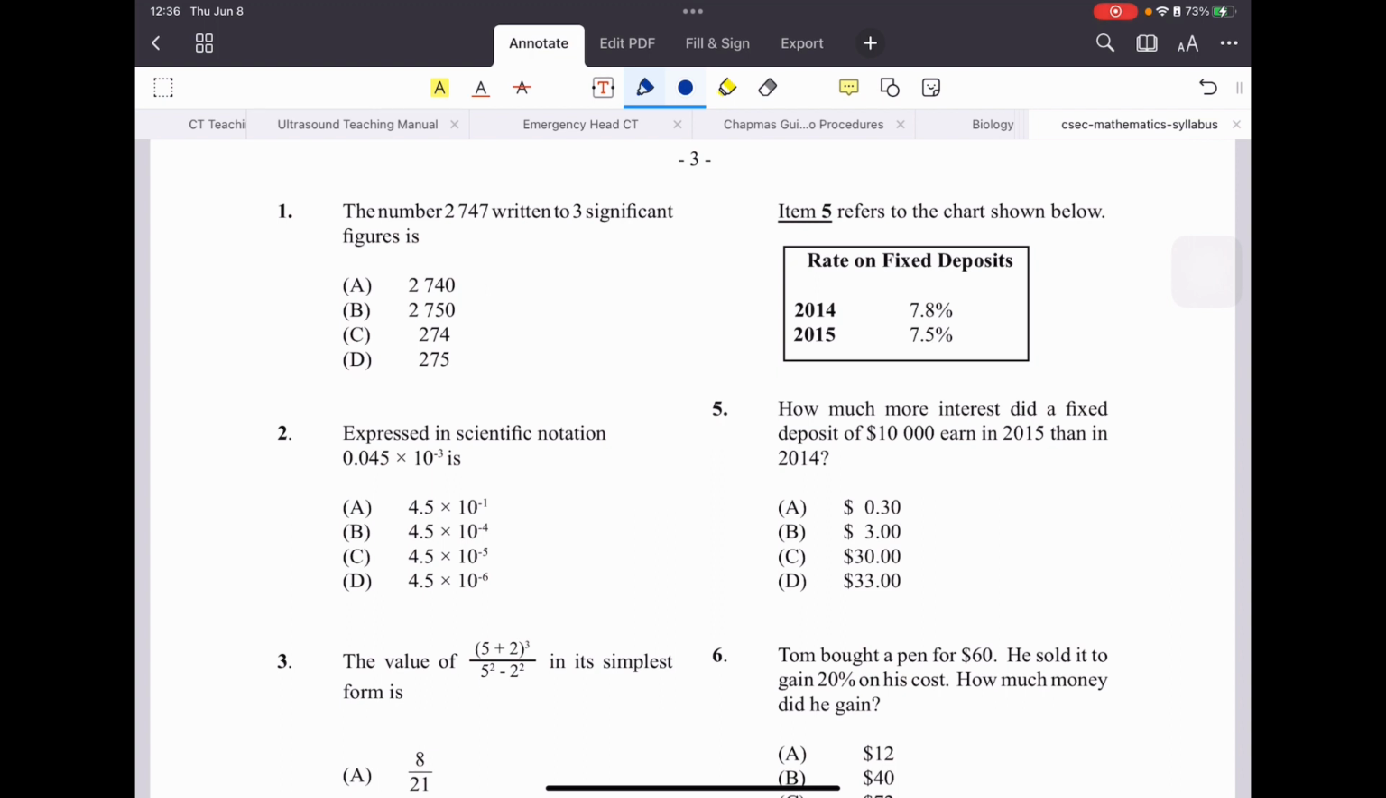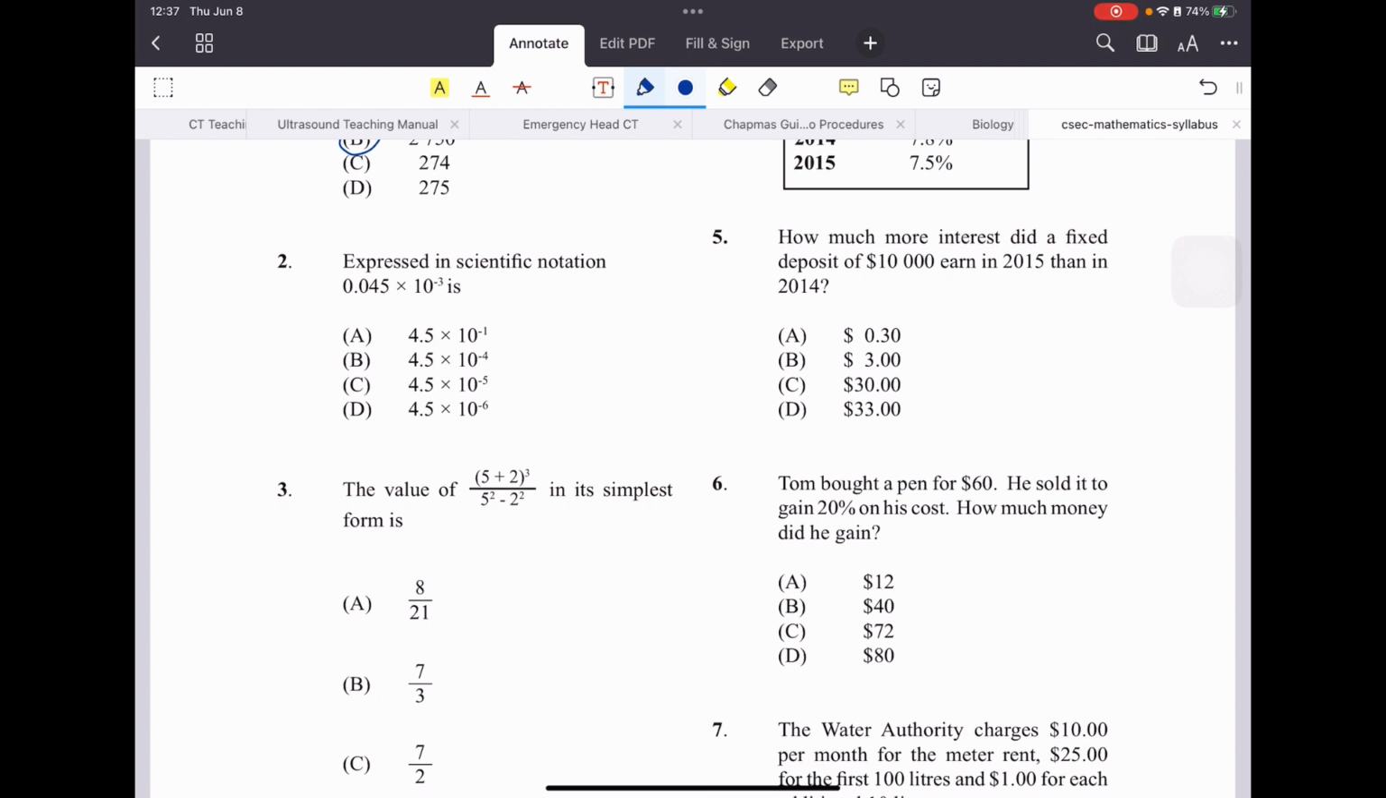The number 2747 written to 3 significant figures. So to do this, they wanted 3 significant figures. So we count 1, 2, 3, and then we look at the fourth number. If it's more than 5, we add 1 to the third number, make it 0. If it's less than 5, we don't add 1 and still make it 0. Okay, so in this case 7 is more than 5, so our answer will be 2750 because we add 1 to the 4, and that will give us B.